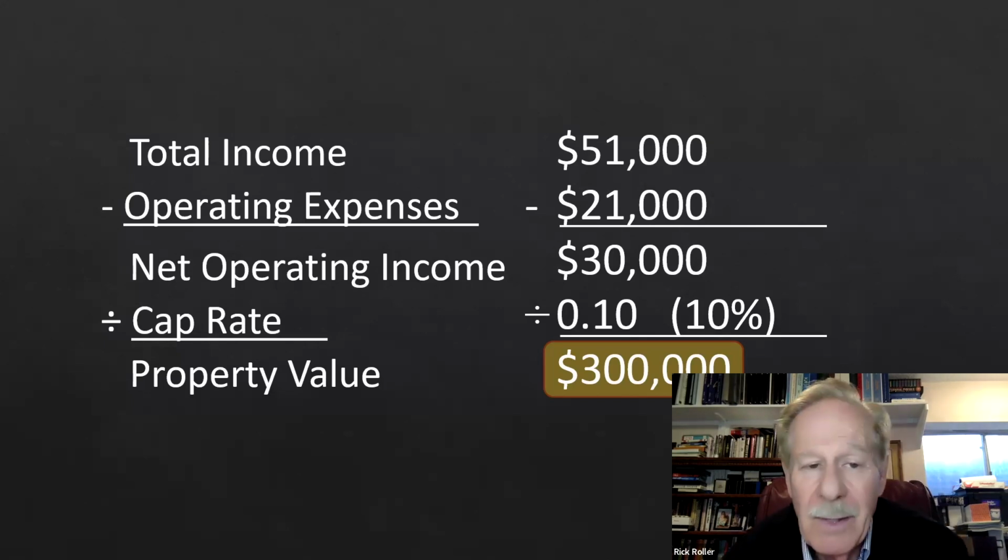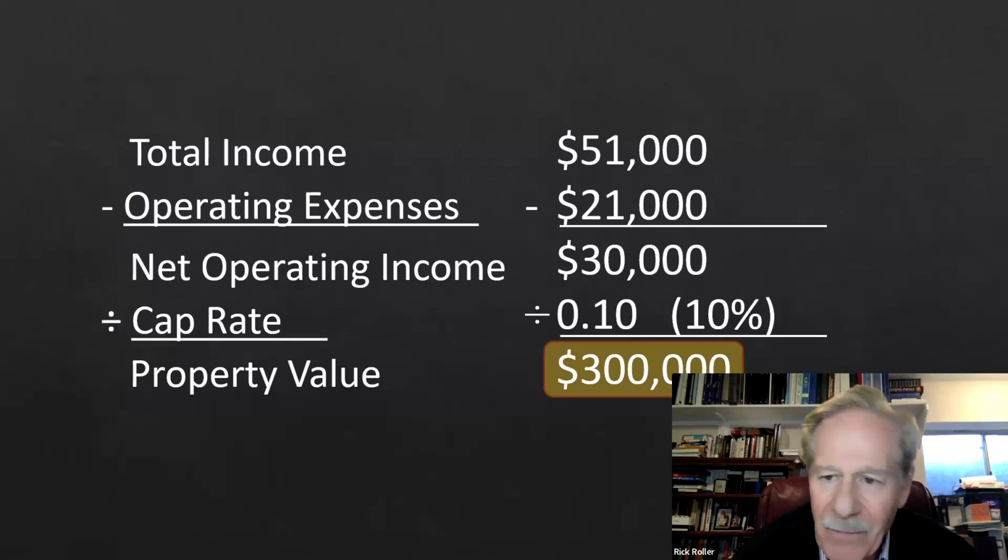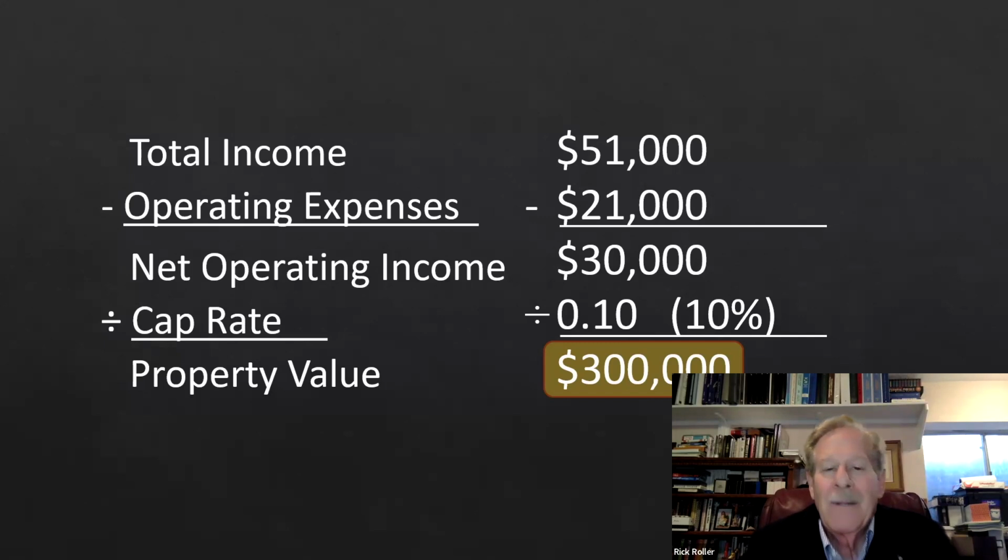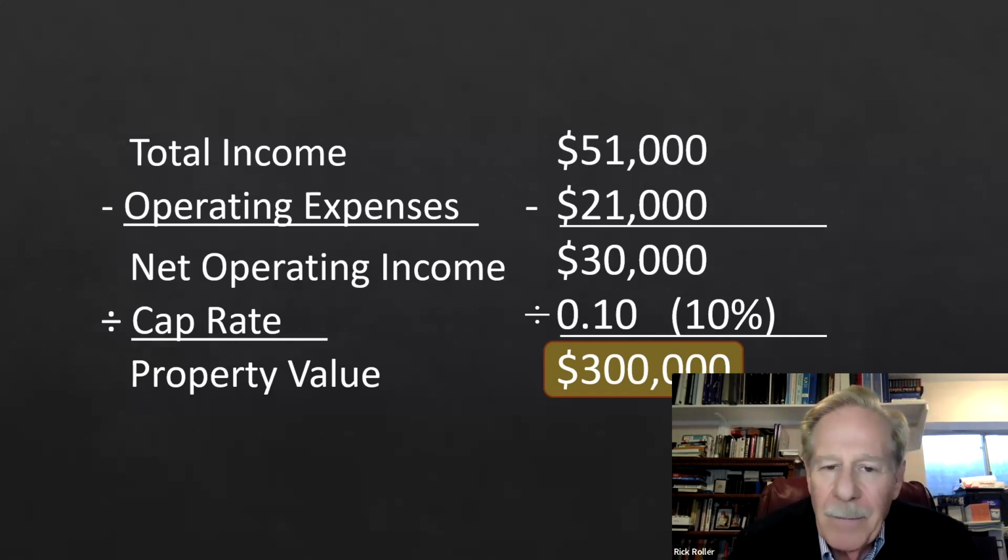Sometimes they'll give you the expenses figure, not as an operating expense of $21,000 like they did here. They'll give you that figure as a percentage. The expenses are 30%, the expenses are 15%, or whatever it might be. So you have to work it that way. And then, of course, you have to convert a 10% cap rate into a decimal equivalent, which is 0.10.